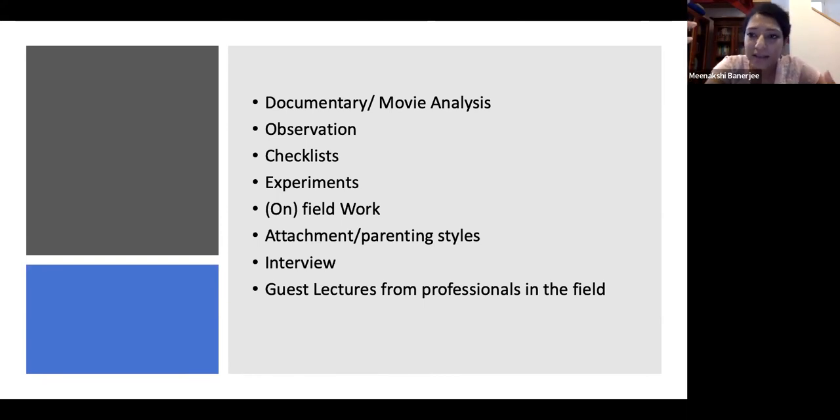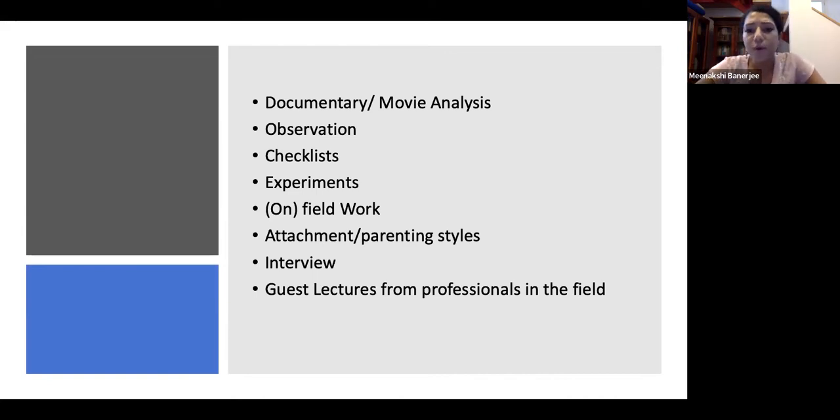Then we have checklists, the cognitive checklist, social emotional checklists, etc., and how to administer them depending on the age group that you're looking at. We will be doing some experiments primarily with adolescents, risk-taking behaviors, etc., to be able to also develop your understanding of how psychologists do experimentation to arrive at data.